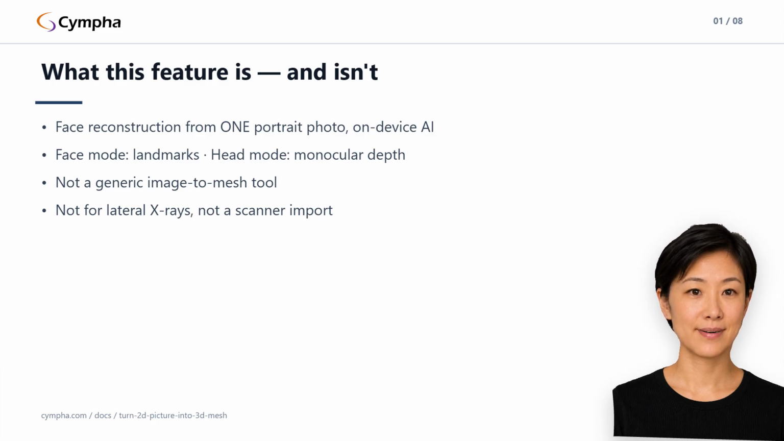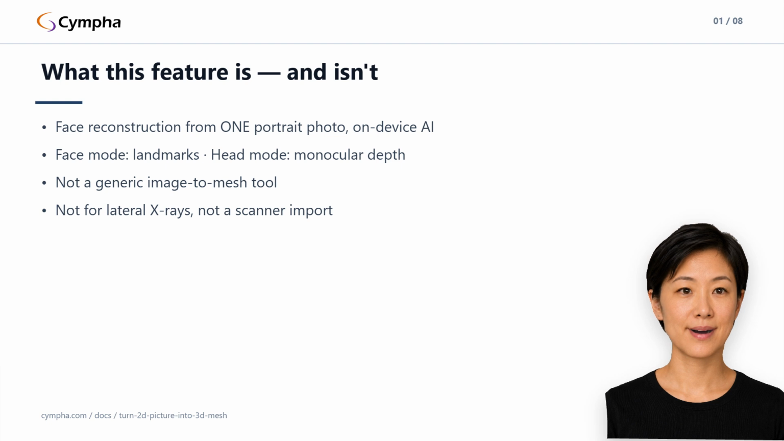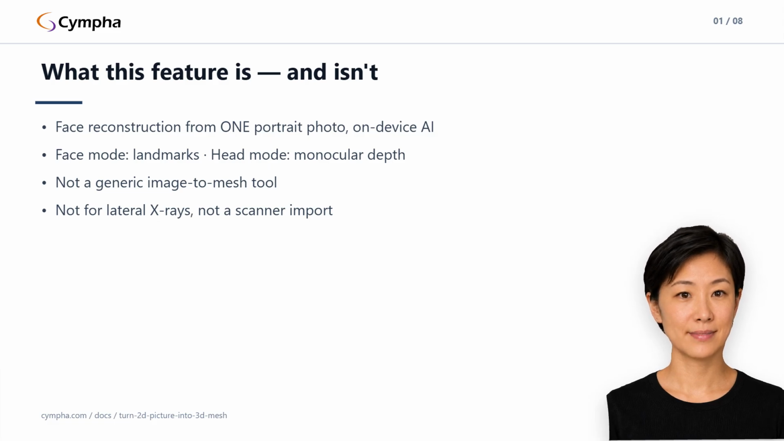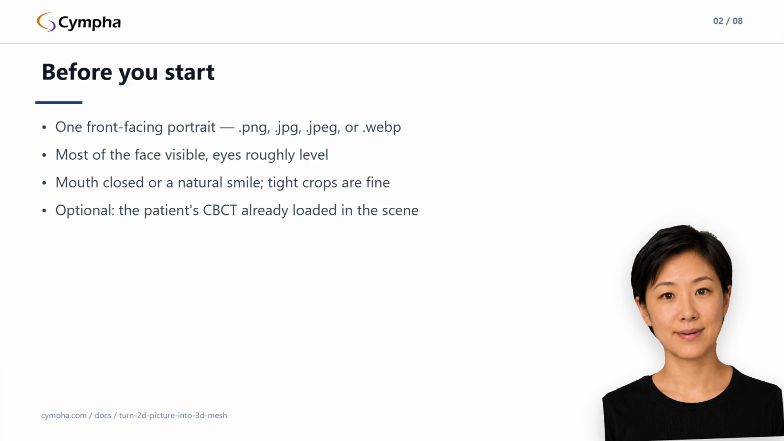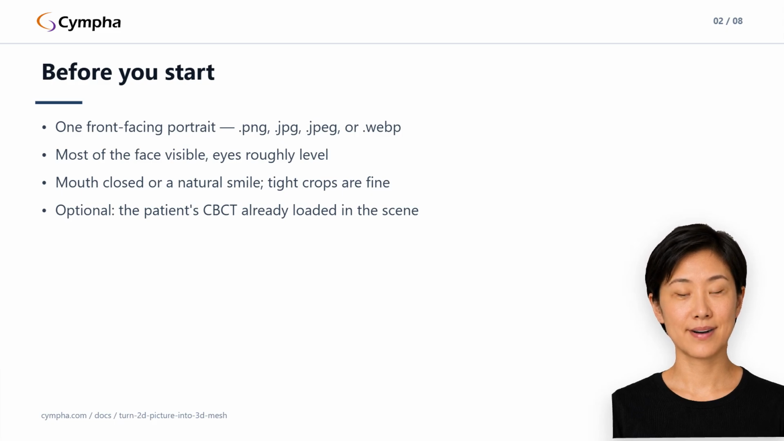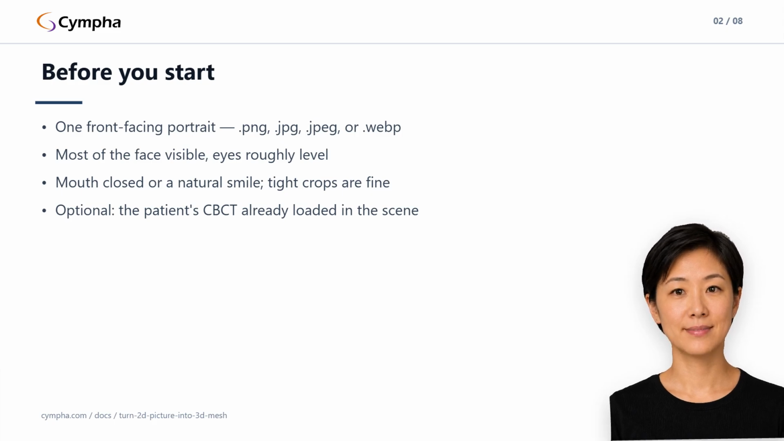A patient's face is real geometry, from a photo any phone can take. The inputs are light. You need a single front-facing portrait photo of the patient, PNG, JPG, or WEBP. Most of the face should be visible, the eyes roughly level, and the mouth either closed or in a natural smile. A photo cropped tightly to the head works fine. Studio recrops internally for the AI step, so don't fuss over framing. Have Studio open at studio.cympha.com.